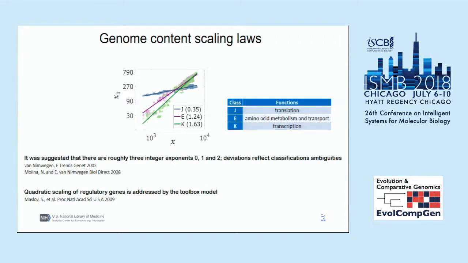The exponent of 1 indicates a linear growth, for example, metabolic genes. And the exponent of 2, which is kind of puzzling, is explained by the toolbox model. For example, for regulatory genes, the number will increase quadratically with genome size because the existing building blocks can be incorporated in new regulatory circuits. So the toolbox model addresses the quadratic scaling.